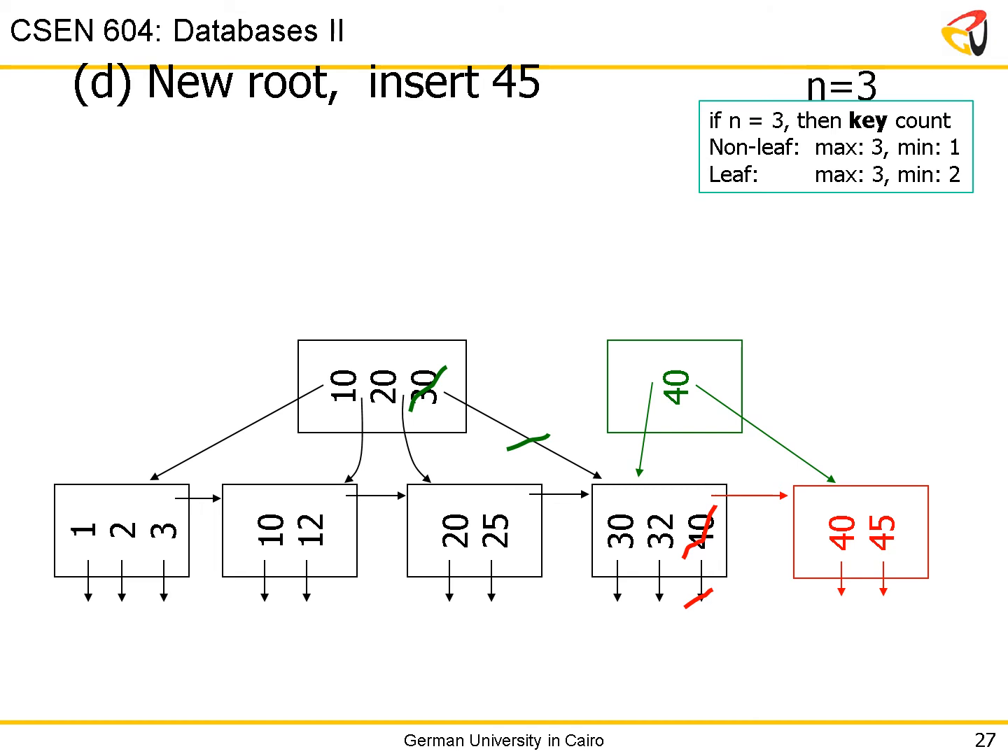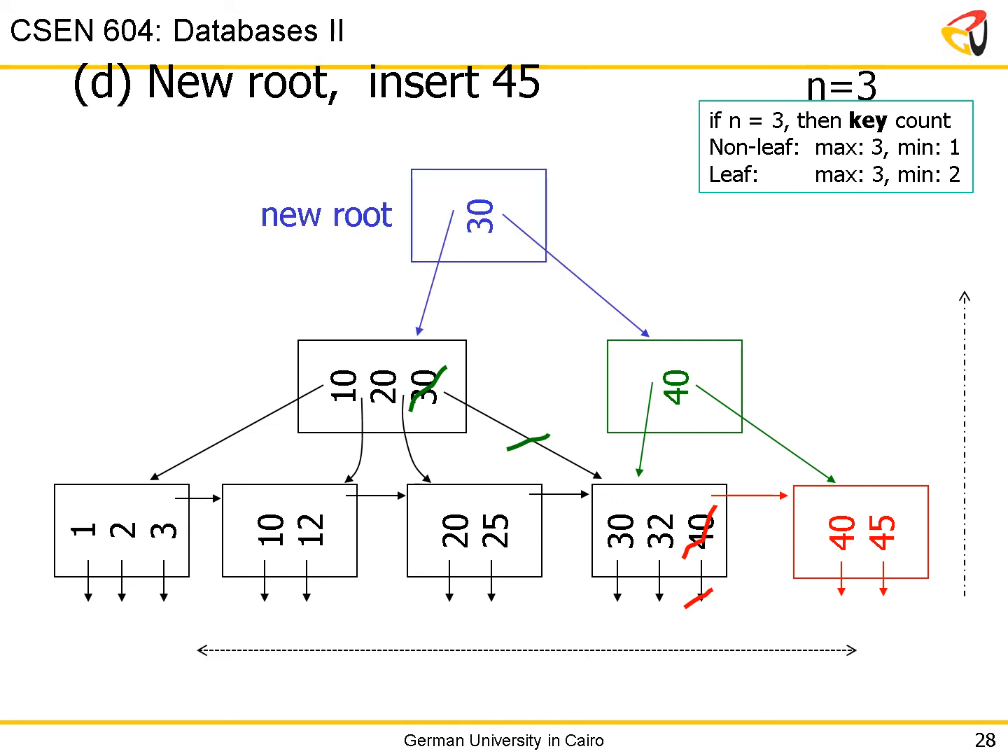The left of that, because if I have one key, then I must have two references. The left of the 40 will point to the node that has 30 and 32, which means I'm going to delete the reference that's coming from the old root where I had 30 and a reference that points to 30, 32, and 40. But now I have a problem. I have two roots now. So this doesn't work. So I'm going to create a new root.